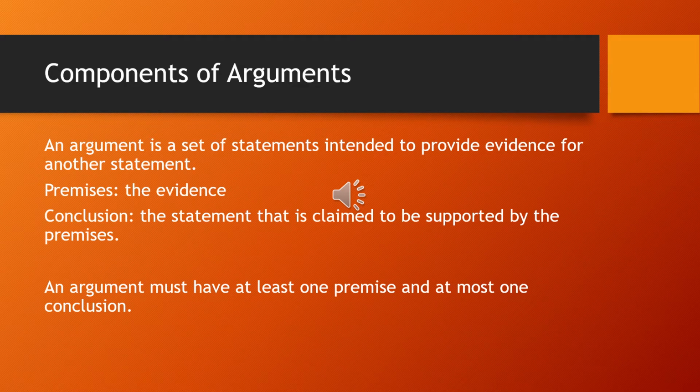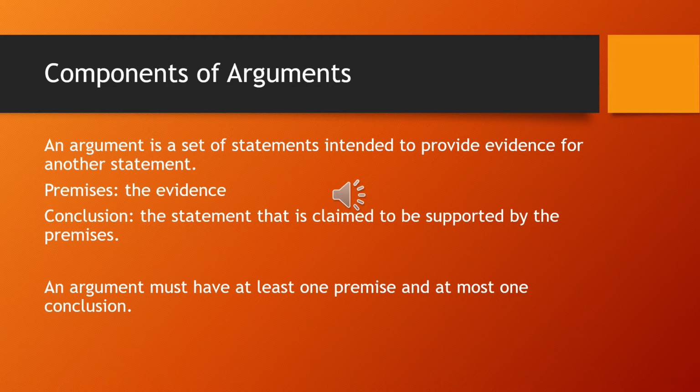So let's do a quick review here of the component parts of an argument. We know that an argument is a set of statements, and those statements are intended to provide evidence for another statement. So the statements that are providing the evidence or the reasons are the premises, and the claim or statement that is being supported by those reasons, we call that the conclusion. And we learned that an argument must have at least one premise and a conclusion to be a minimally complete argument, although many arguments will have more than one premise. That's not unusual. There is no upper limit to the number of premises you can have.